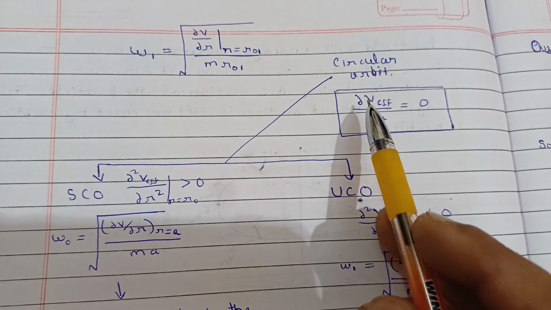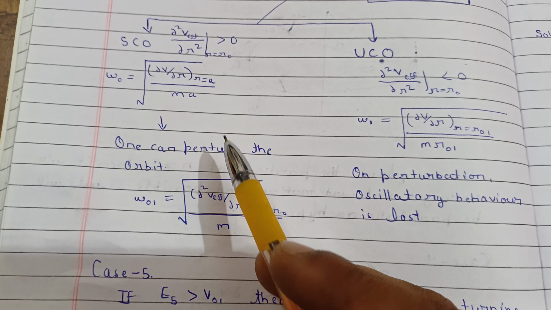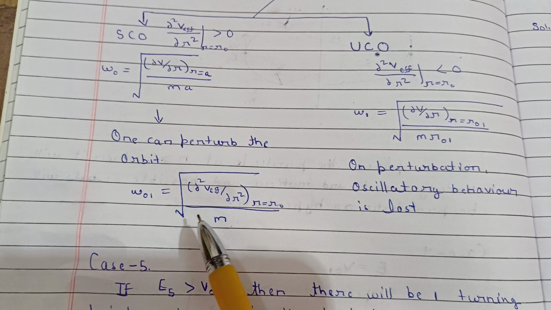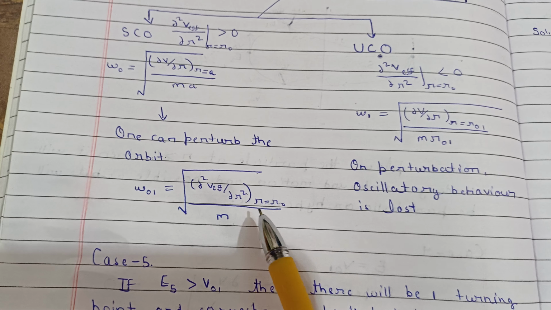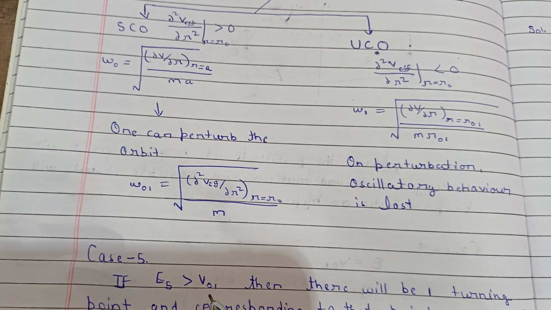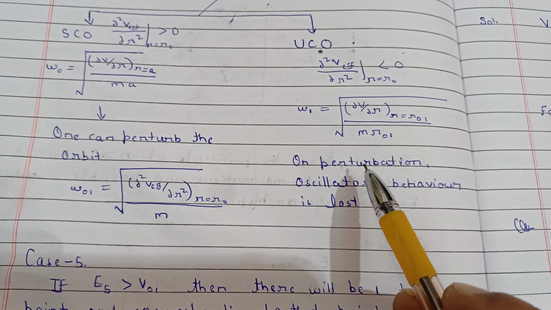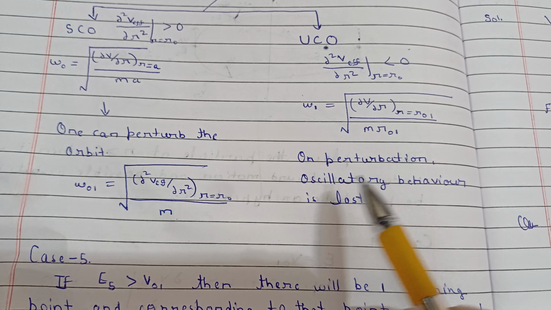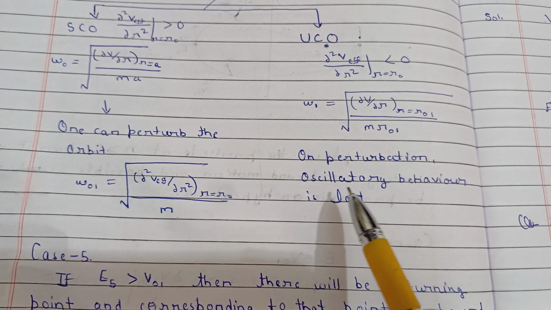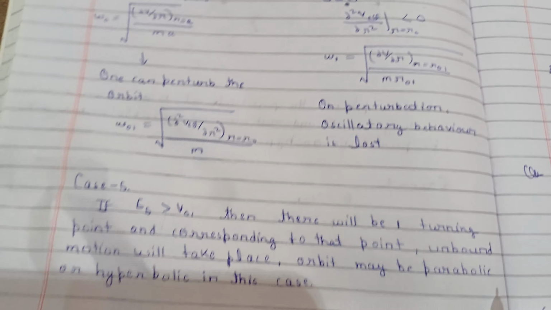In a stable circular orbit, one can perturb the orbit and find the frequency. When it is perturbed, it will oscillate, and you can find that frequency by using this formula: del square V effective divided by del R square at R equal to R naught, divided by m. But here, with perturbation, the oscillatory behavior is lost. When you perturb the energy at the unstable point, it will go into unbound motion and the oscillatory behavior is lost. So remember these points, very important for both.